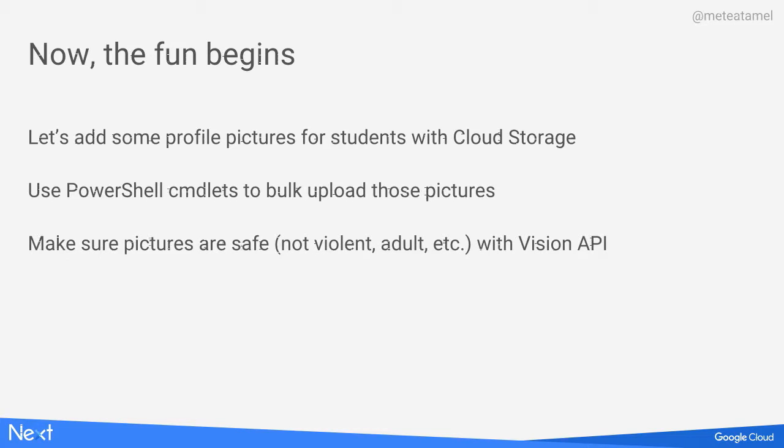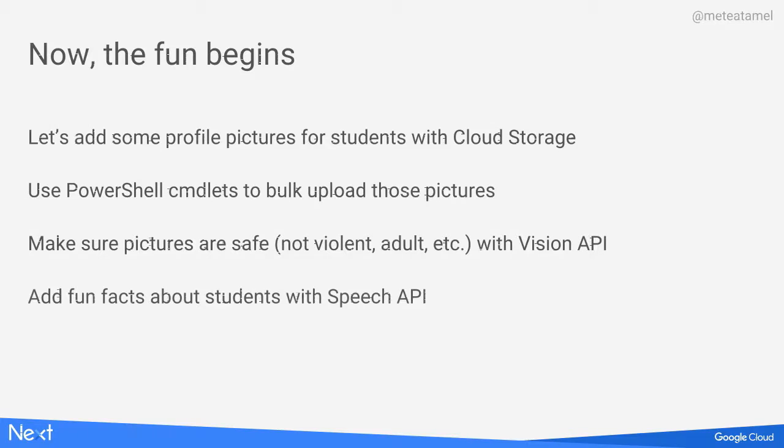Then, students can be funny. They can upload any kind of pictures. Maybe they'll try to upload violent pictures or adult pictures, and I want to prevent that from happening. So there's this machine learning API called Vision API. You can give it an image, and it gives you annotations about that image, everything it knows about that image. We're going to use that Vision API to detect if an image is violent or adult or something like that, and prevent that student from uploading that image.